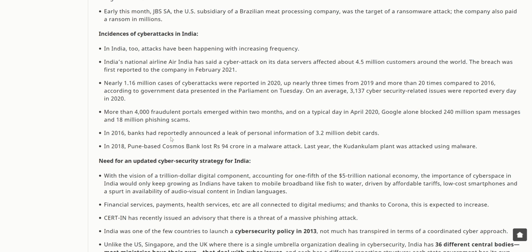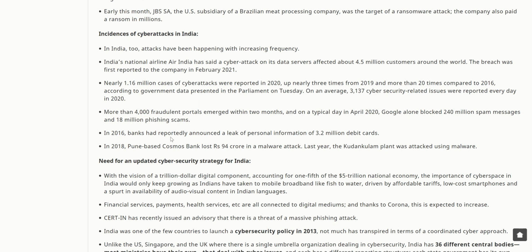Nearly 1.16 million cases of cyber attacks were reported in 2020, up nearly three times from 2019 and more than 20 times compared to 2016, according to government data presented in the parliament on Tuesday. On an average, 3,137 cybersecurity related issues were reported every day in 2020. More than 4,000 fraudulent portals emerged within 2 months. On a typical day in April 2020, Google alone blocked 240 million spam messages and 18 million phishing scams.